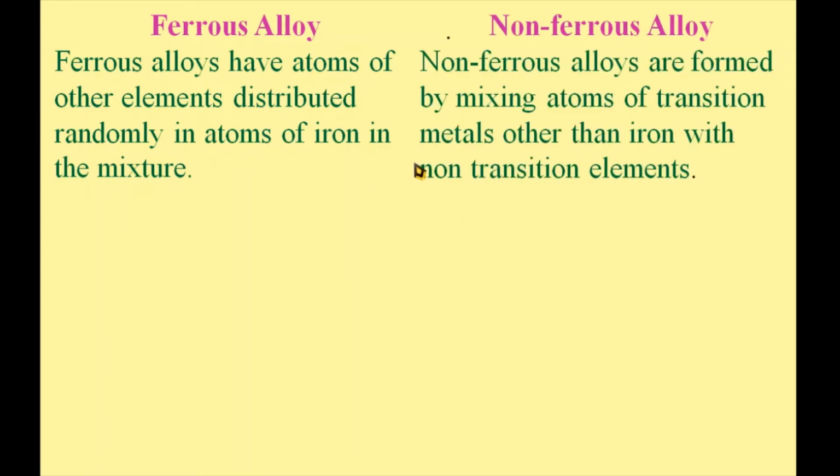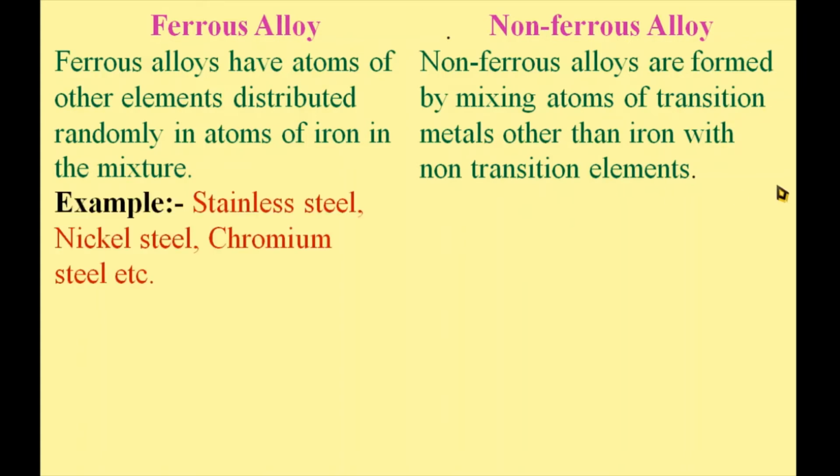The next one is the non-ferrous alloy. Non-ferrous alloys are formed by mixing atoms of a transition metal other than iron with a non-transition element. Non-ferrous alloys are not formed with iron. Other than iron, transition elements combine with a non-transition element, that means an element which is not a member of a transition series. This combination is called a non-ferrous alloy.